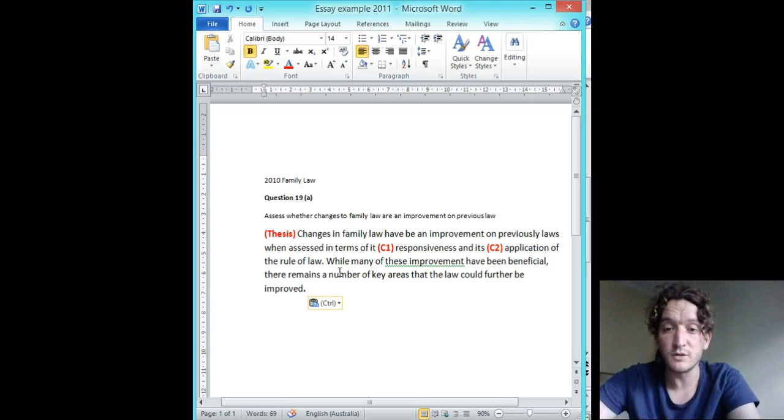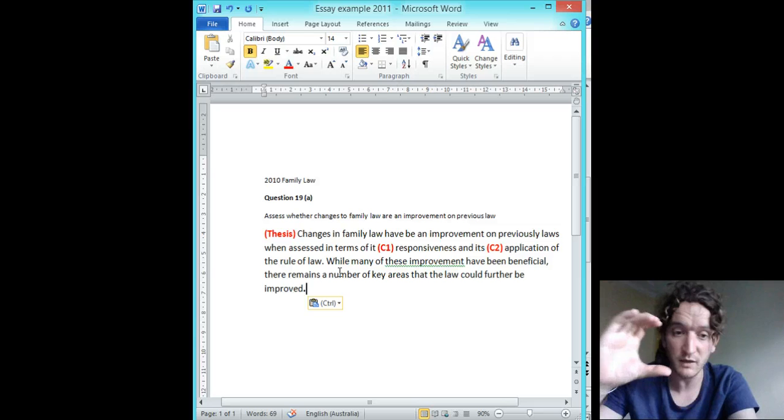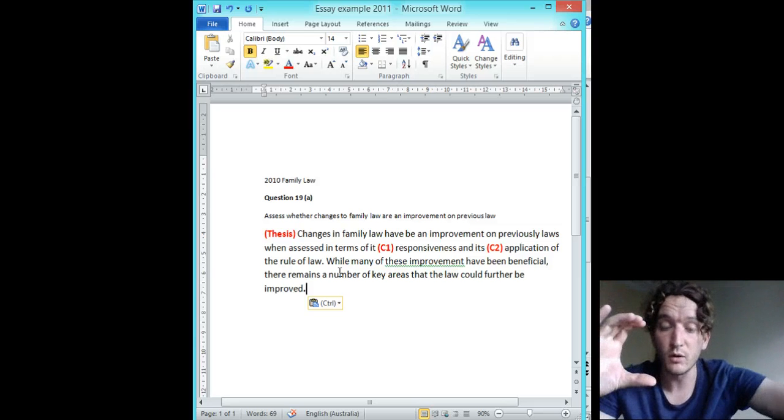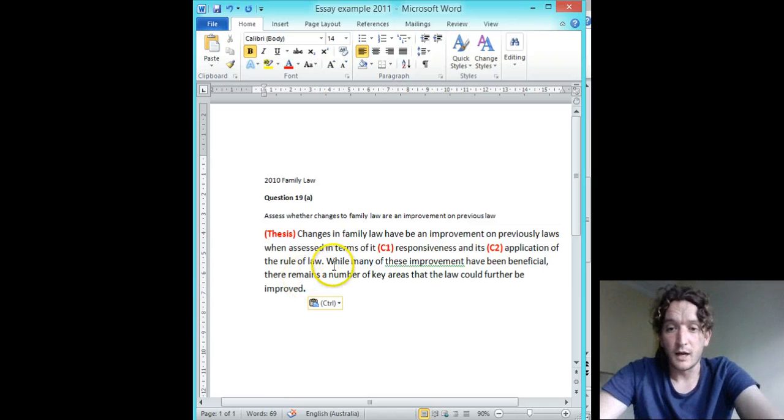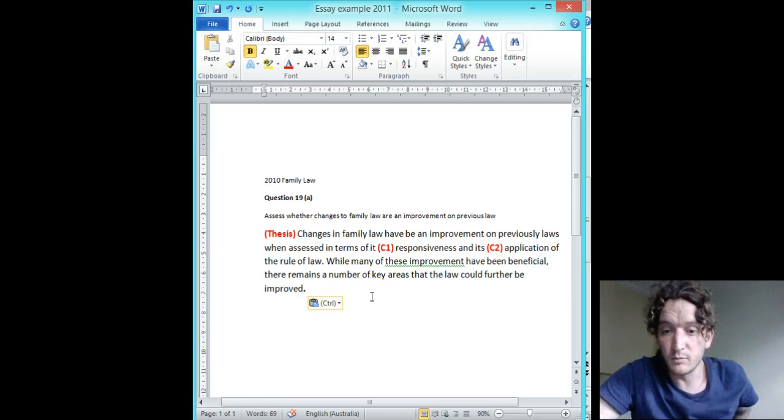An alarming number of students in New South Wales will not do this. They will simply describe law. They'll mention things that they've learned in class, but they won't structure it around a specific opinion, and they will not provide a specific criteria to support that. There's a small caveat I supply here: while many of the improvements have been beneficial, there remain a number of key areas that could be further improved. That's just in relation to same-sex marriage, and it's particular to this question. You don't always have to put that in.